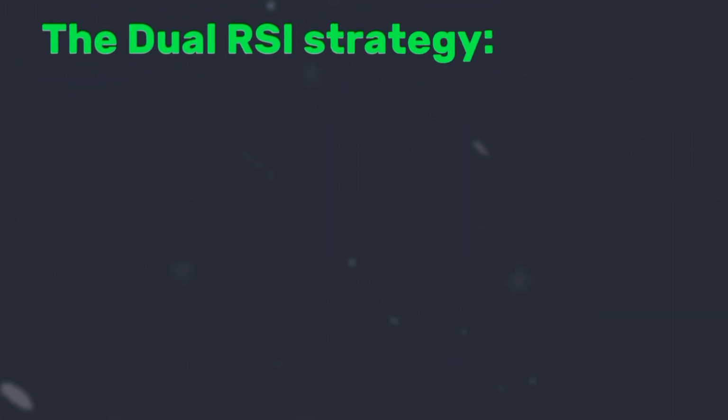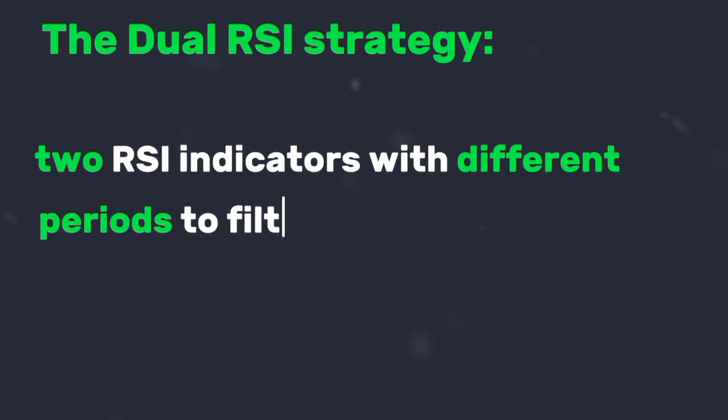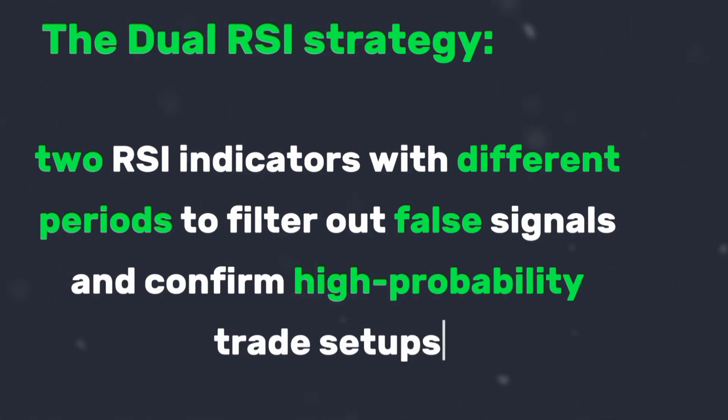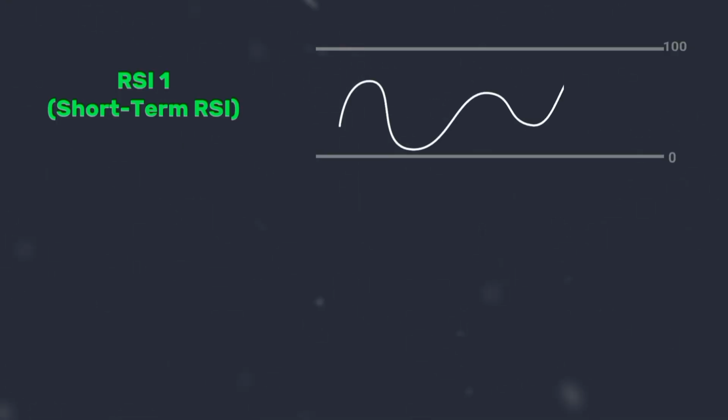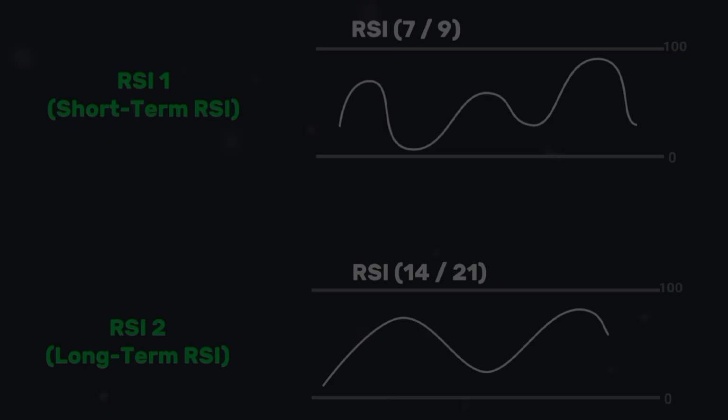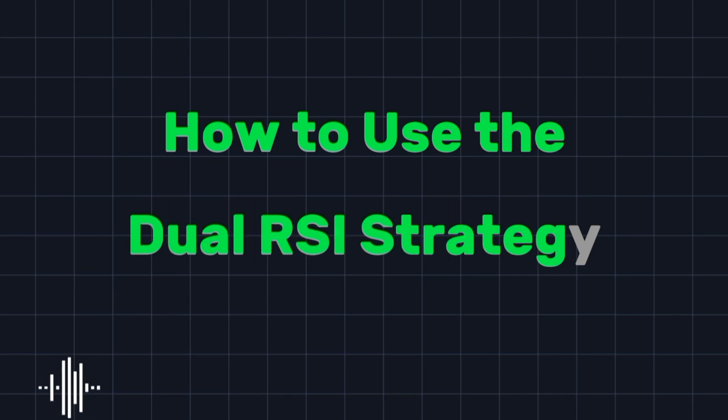The Dual RSI strategy also consists of two RSI indicators, with different periods, to filter out false signals and confirm high probability trade setups. RSI 1, Short-term RSI. Set to a lower period, like 7 or 9, to react faster to price movements. RSI 2, Long-term RSI. Set to a higher period, like 14 or 21, to smooth out noise and identify the overall trend.